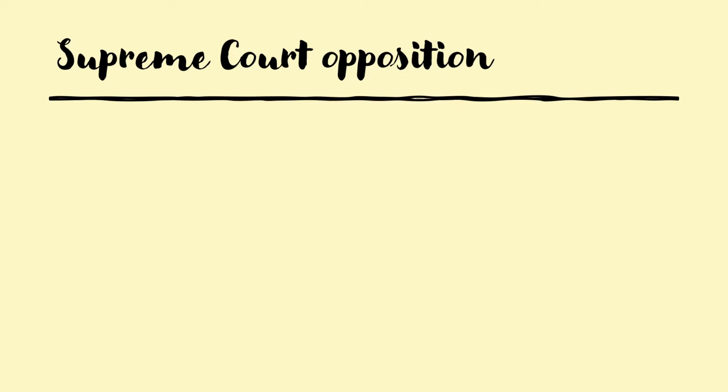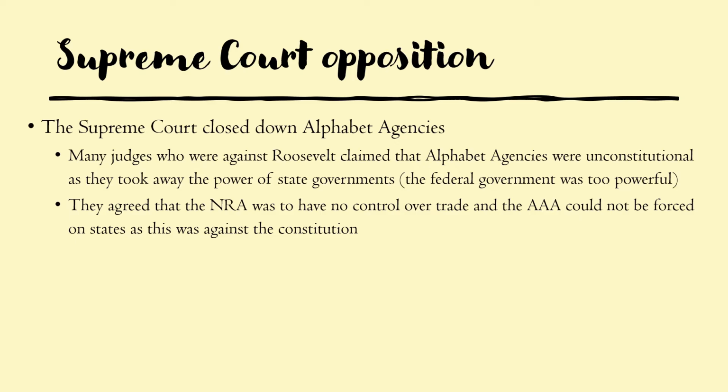Firstly is the Supreme Court opposition to the New Deal. The first key feature is that the Supreme Court closed down alphabet agencies. So the Supreme Court was made up of 9 judges, who were appointed by the president. If the president was a Republican, they would appoint judges who sympathised with the Republican Party, and if the president was a Democrat, they would appoint judges who were sympathetic to the Democrats.